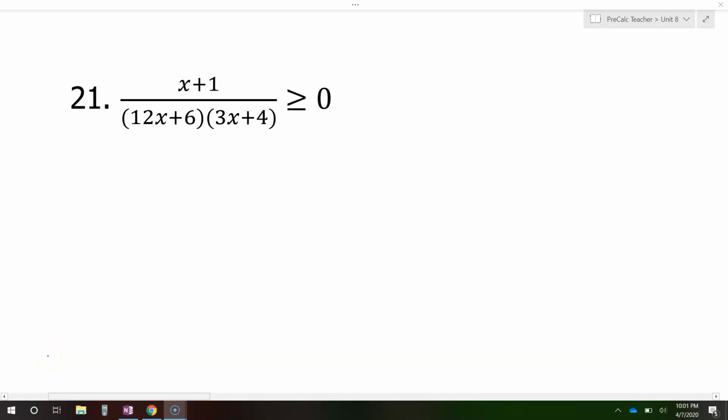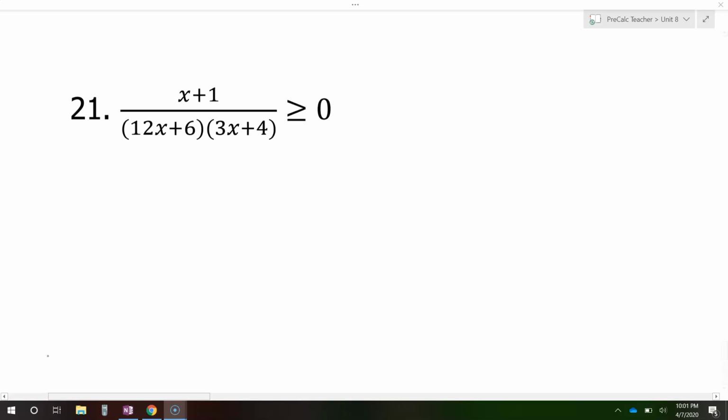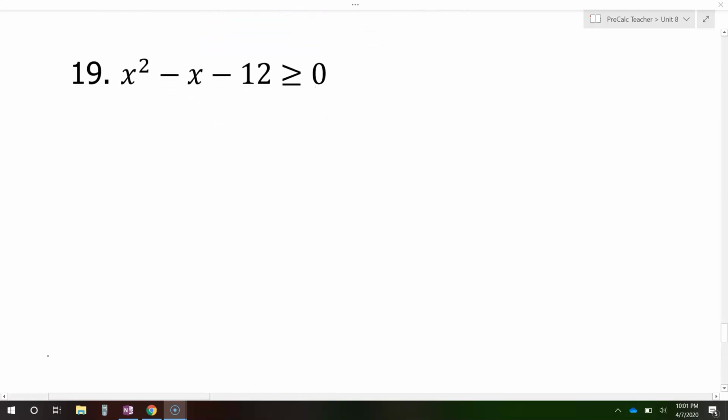In this video, I'm going to show you how to solve rational inequalities like this one. But first, I'm going to show you how to solve a simple inequality like this one, because baby steps. Well, the key is to start by solving the related equation. So the first step is going to be to solve x squared minus x minus 12 equals 0.